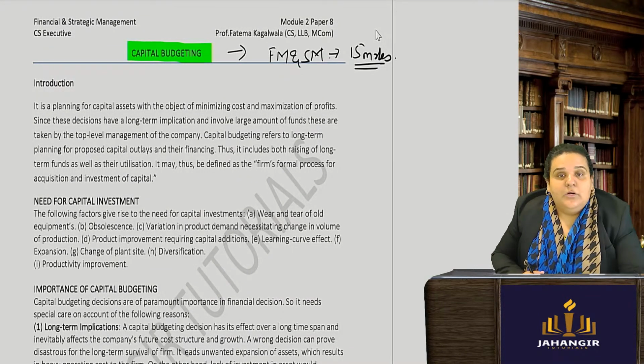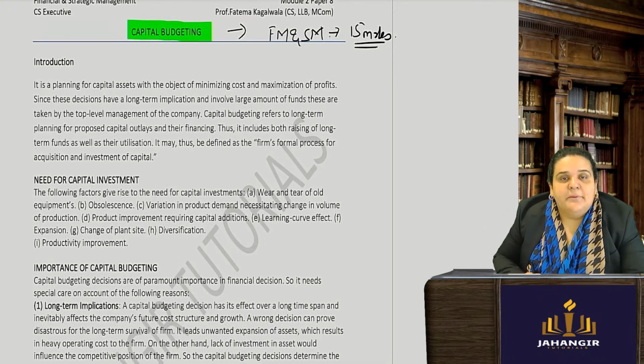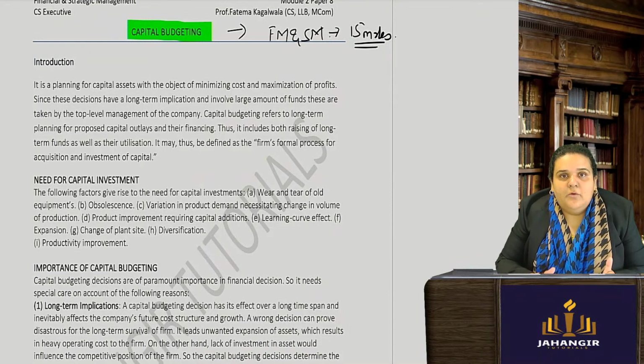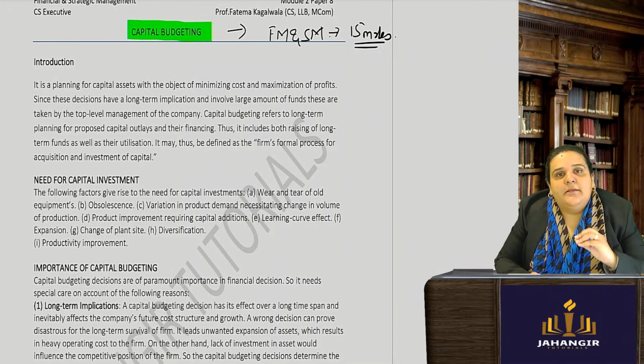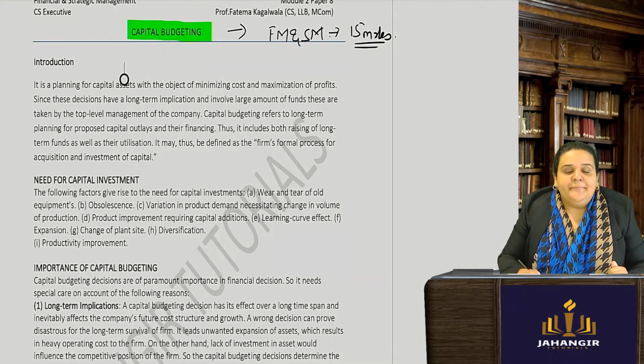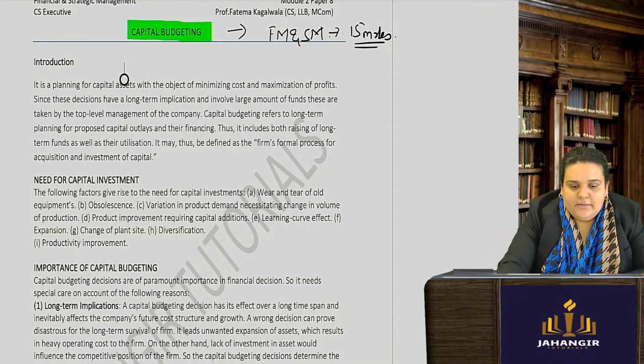I am going to revise this chapter with the help of a basic problem. Some basic questions to understand what capital budgeting is, and then based on that we will be solving our past exam questions. So let's begin.